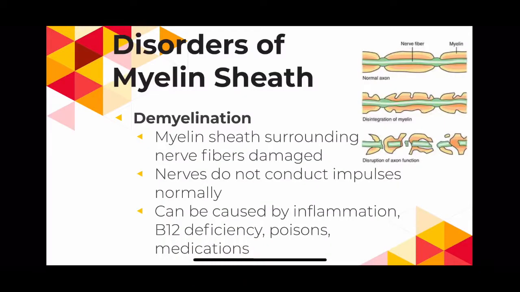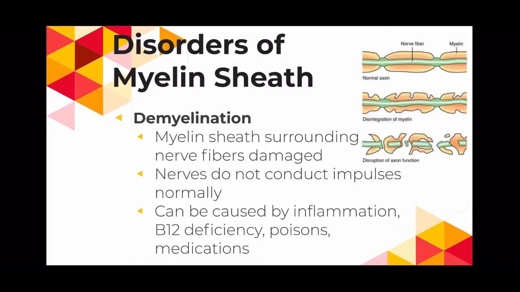The next set of disorders we are going to discuss in this video is disorders of the myelin sheath. Remember that the myelin sheath is the fatty substance that covers the axons of neurons or nerve cells to help the electrical signal or impulse flowing through a neuron to be efficient and very quick.